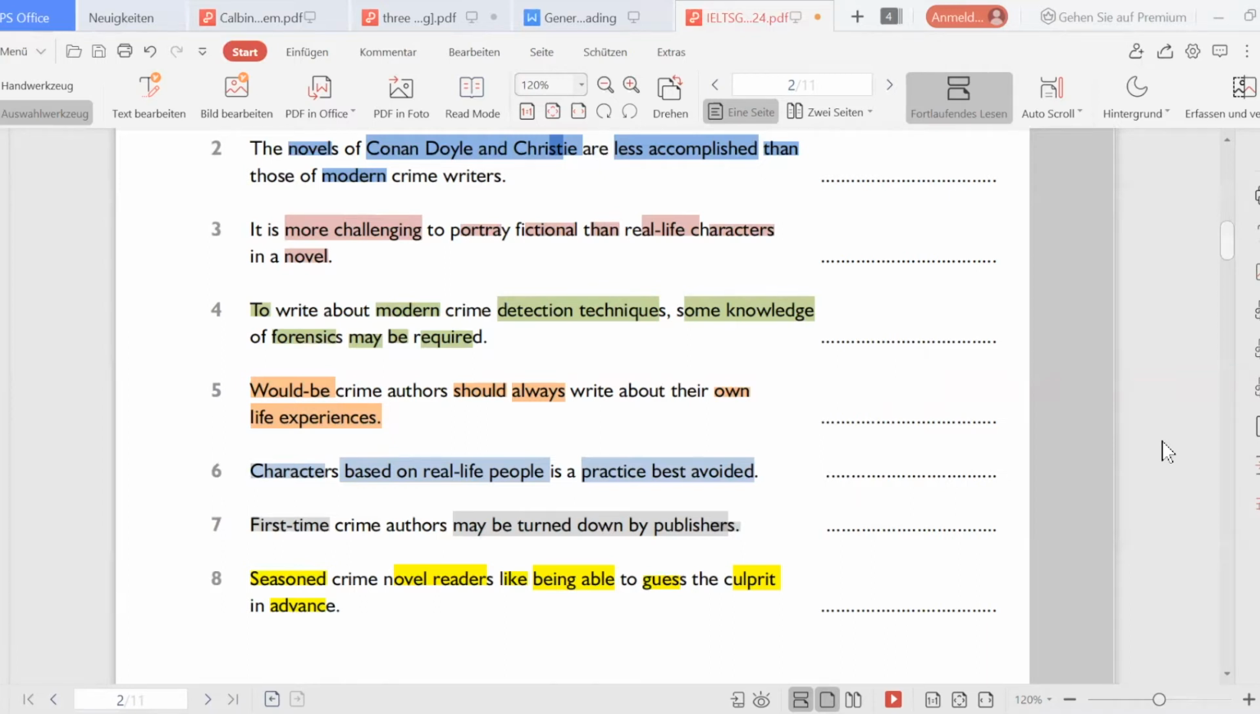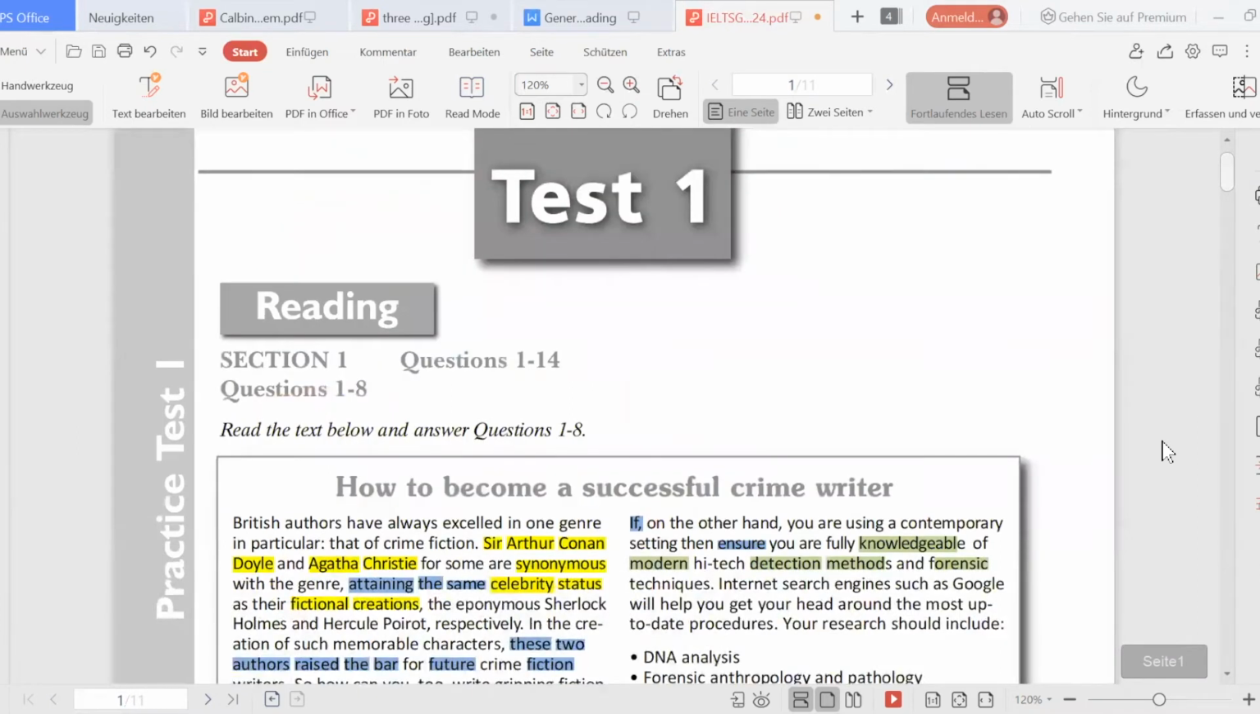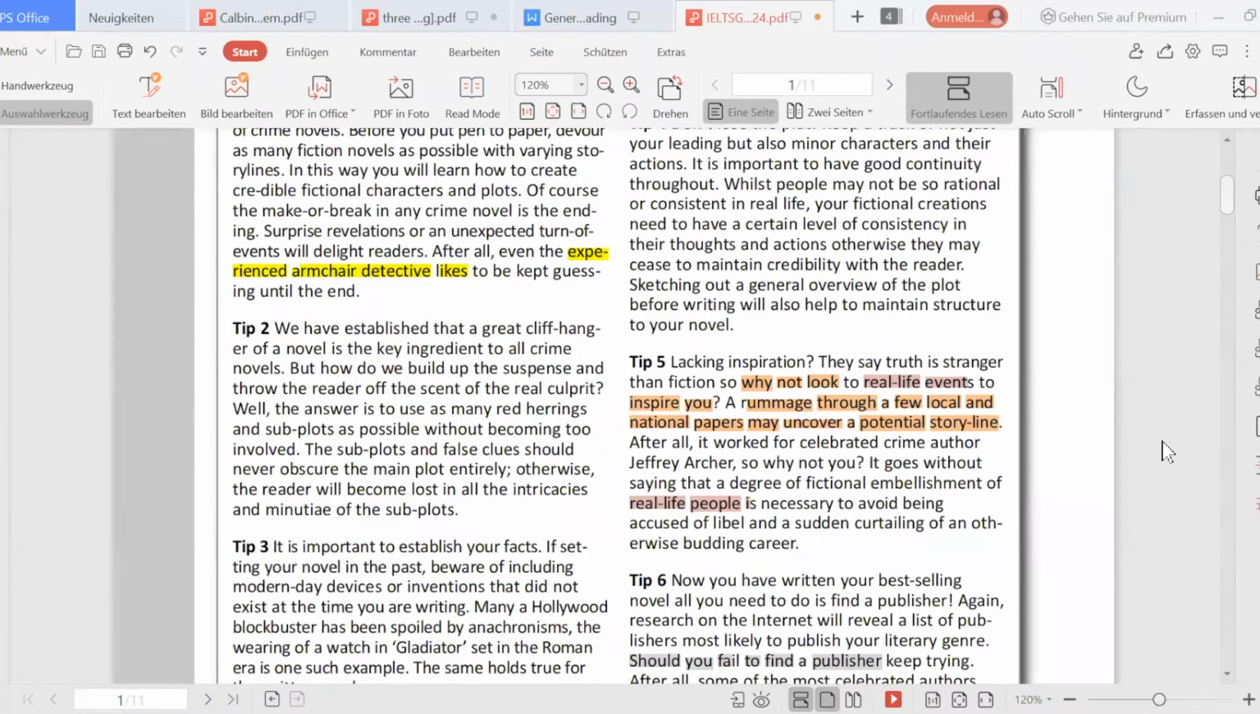So let's go to the text and see if we can figure out the keywords. So I read through the text, and this is where tip 5 is, where we've got to talk about real life events, the talk about using real life events. The first sentence with some of the keywords says, they say truth is stranger than fiction, so why not look to real life events to inspire you?